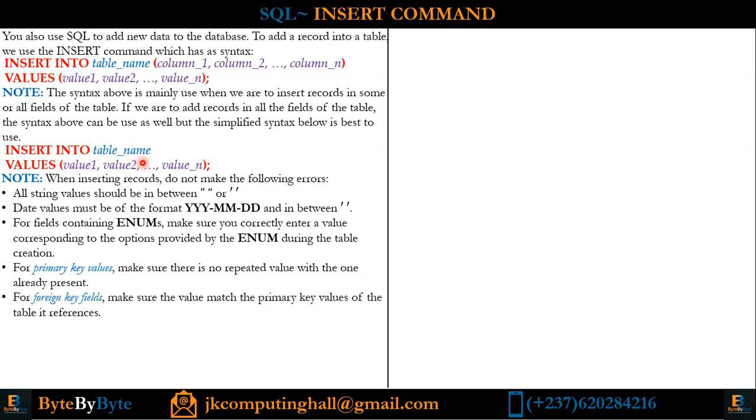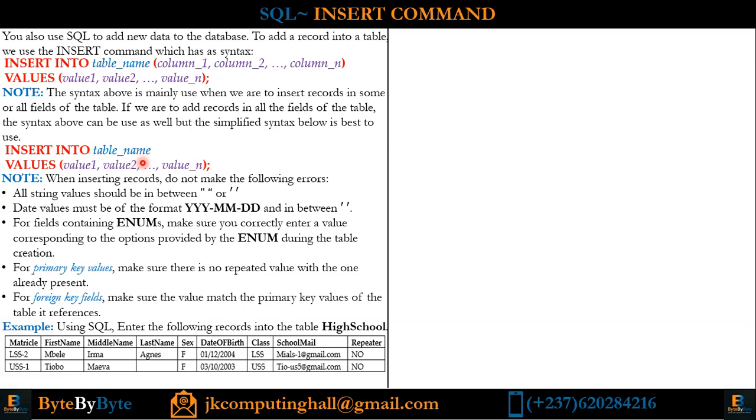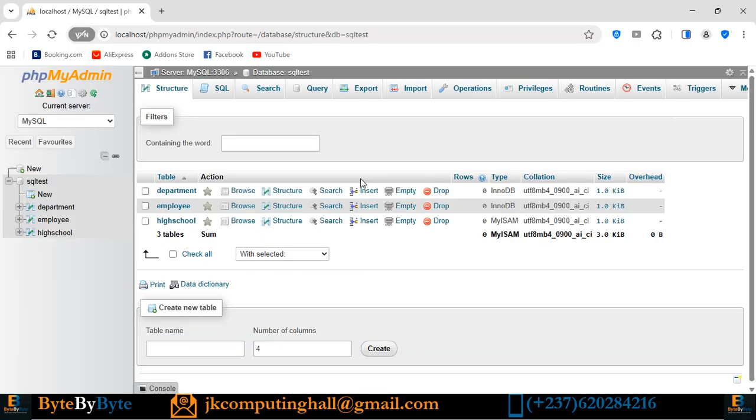For each of them, we are going to write and see the error that will be generated. As an example, it says: using SQL, enter the following records into the table high school. So I have two records here, as you can see. I'm going to add each of these records, making some of these errors so that you will see. We start with MySQL, with the three tables we created in the previous video: department, employee, and high school. Here we are working on the table high school.